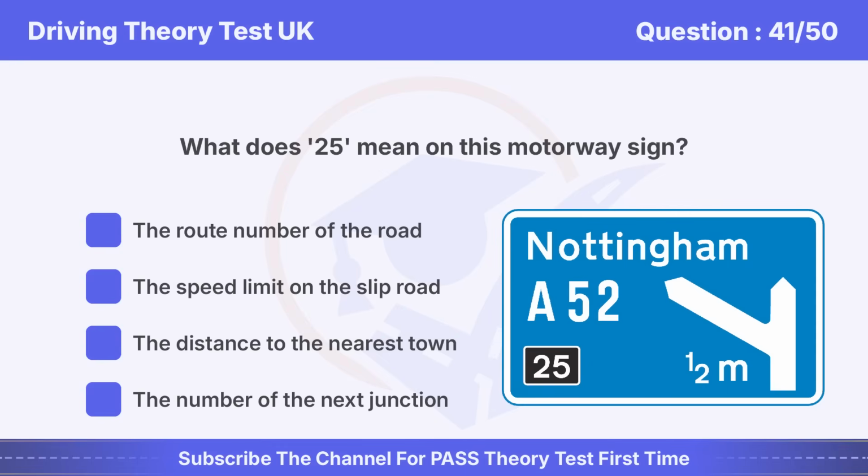Question 41. What does 25 foot mean on this motorway sign? Option A. The route number of the road. B. The speed limit on the slip road. C. The distance to the nearest town. D. The number of the next junction.